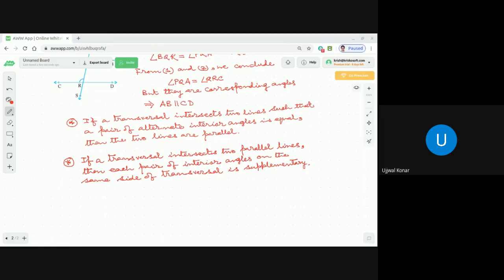And also, we can conclude, before writing, let me state so that you can get a proper idea. If a transversal intersects two lines such that a pair of interior angles on the same side of the transversal is supplementary, then the two lines are parallel.